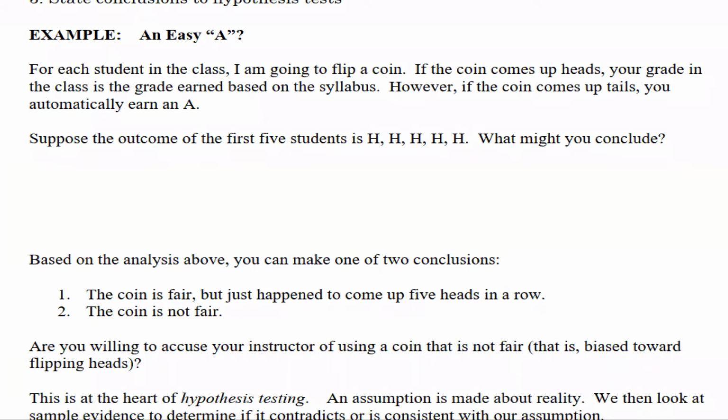So let's say that the first 5 students all ended up with a head. So the first student I flipped head, second student head, third student head, fourth student head, fifth student head. And the question I asked of you is, if you saw 5 heads in a row, what might you conclude? It was rigged. That it was rigged. So now you, Scott, are in the position of accusing your instructor of cheating you.